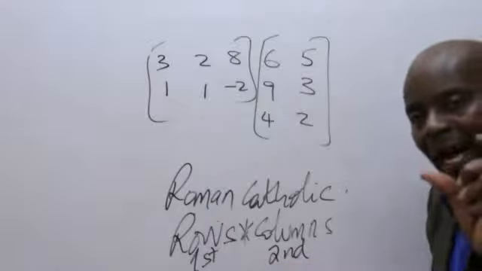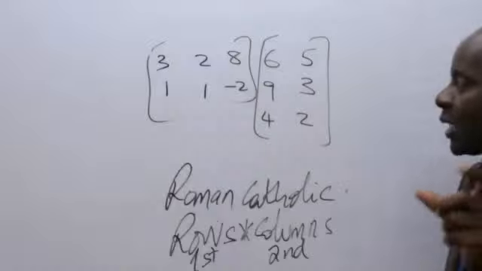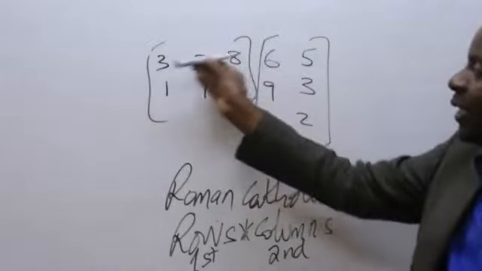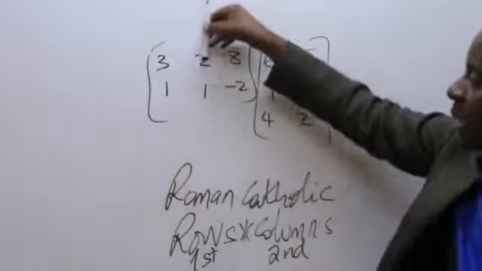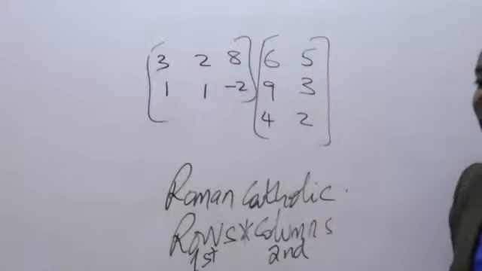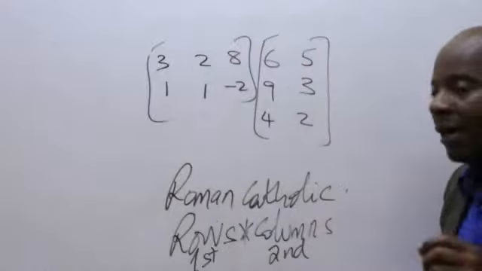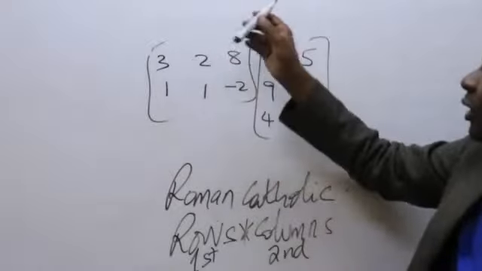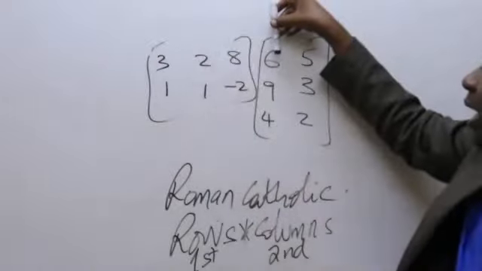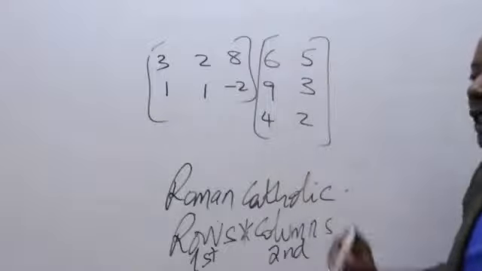Rows go across like this, always. Columns are like the columns of a house, they stand like this. So I'm repeating again. I'm saying that the rows of the first matrix will multiply the columns of the second matrix.